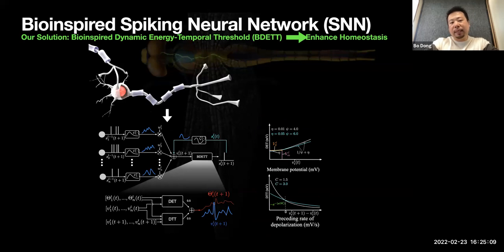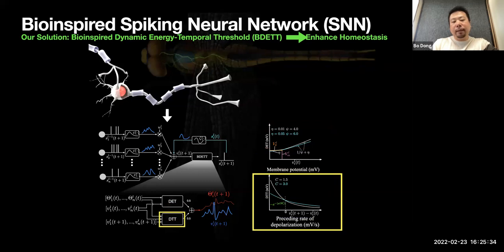This is still an ongoing project, so I don't want to give more details. Basically, the plan is to submit it to Nature next month. At a high level, we leveraged two biologically plausible dynamic threshold theories. The first is that the threshold has a positive correlation with the membrane potential. Another is that the dynamic threshold has a negative correlation with the preceding rate of depolarization, basically the change of the membrane potential. And these exist together on a single neuron.